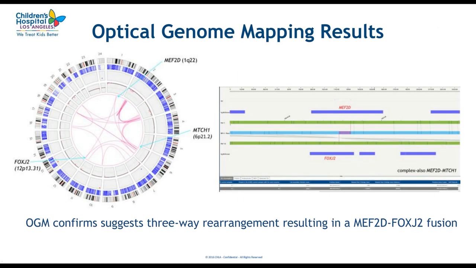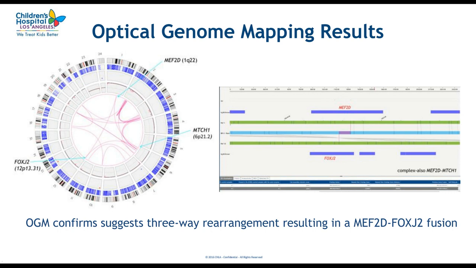So to our surprise, optical genome mapping detected a variety of structural variants that we were completely unaware of, and the karyotype was normal. That showed us that we probably did not get leukemia cells to grow in culture, because this patient's leukemia actually had a very complex genome.